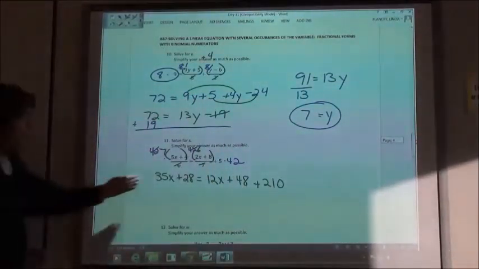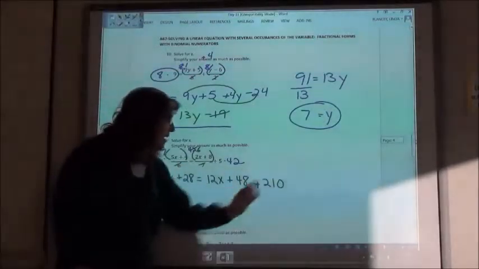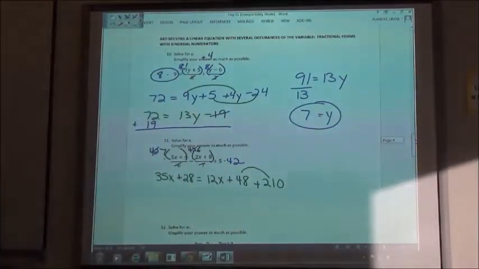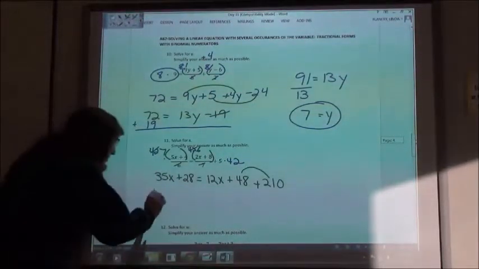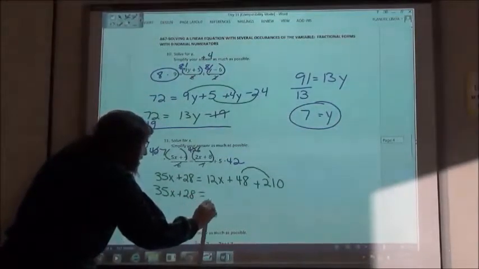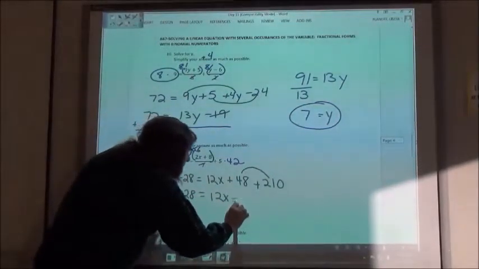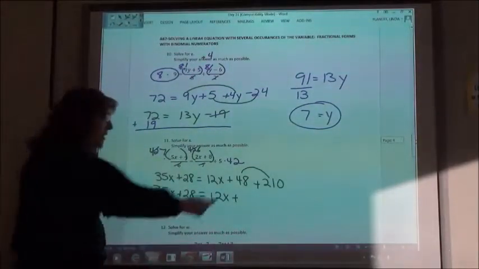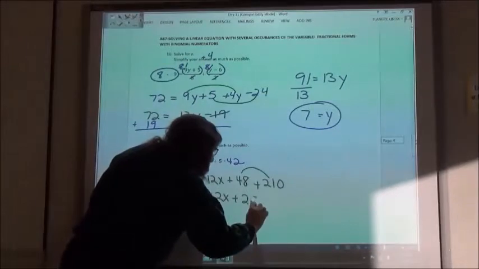So our left side only has 2 terms, but our right side has 3 terms, which tells me I can put some stuff together. I'm going to add my numbers together, right? These two? Yep. So 35x plus 28 is going to equal 12x plus 258, if I add 48 to 210.